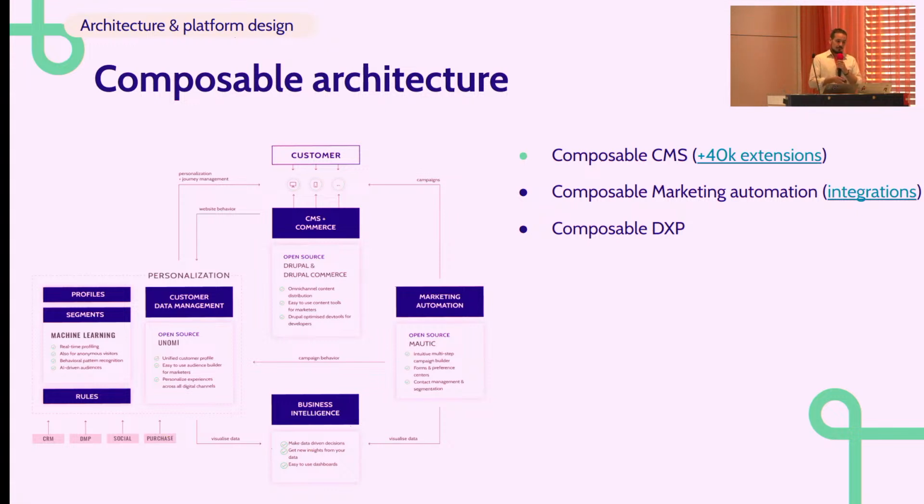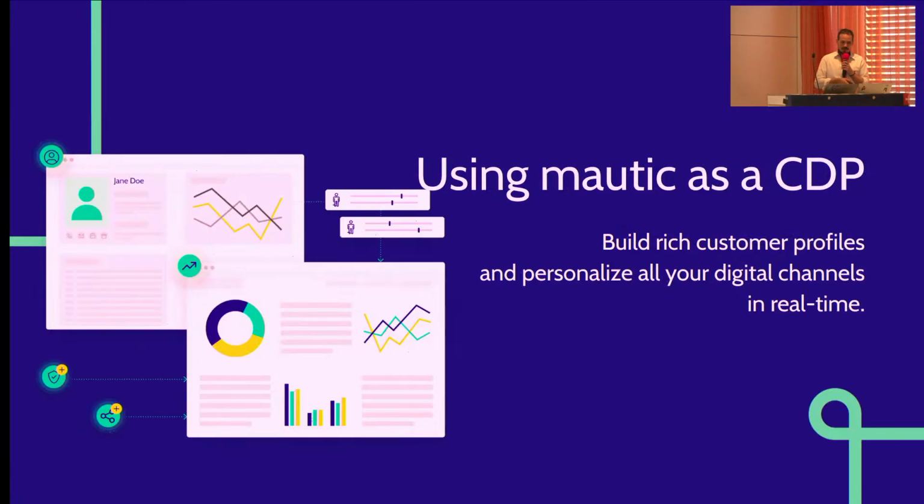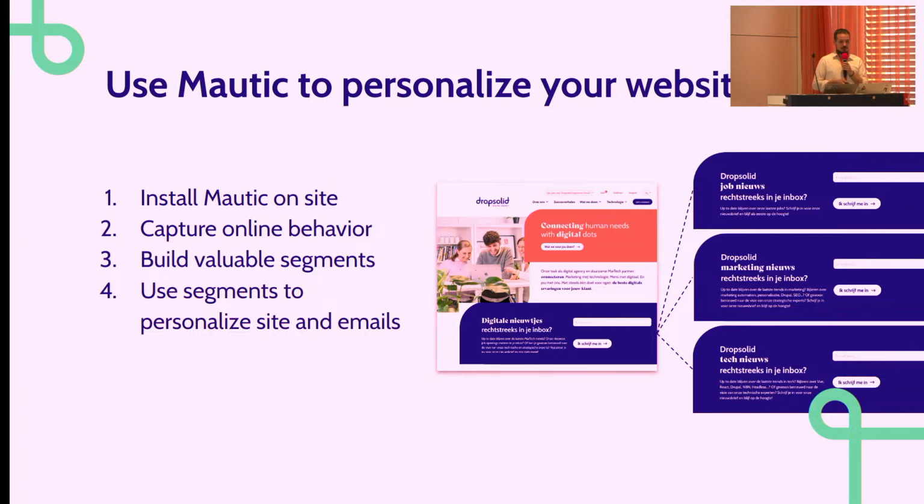So it's being used all over the place on multiple levels, but you could call this a composable DXP. And one of my points that I want to make is that you could actually use Mautic as a simple CDP, a very simple CDP, a customer data platform. What does a customer data platform do? It brings in different data sources about your users, and then uses it to personalize your experiences. So how does that work?